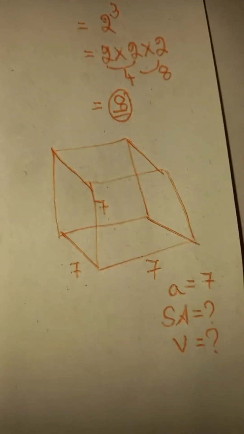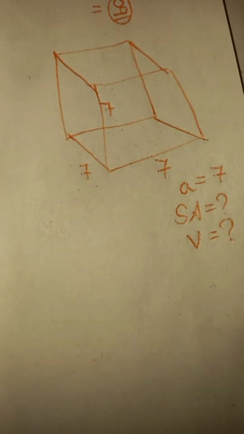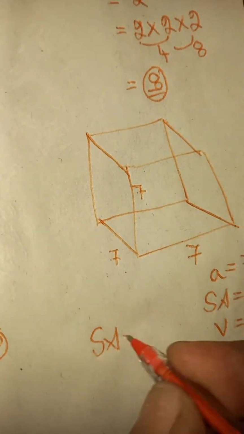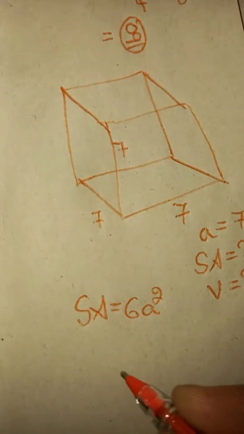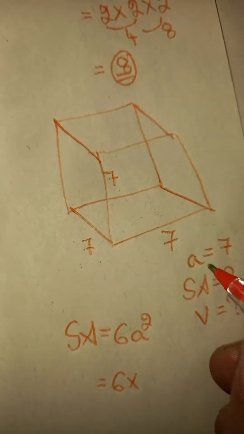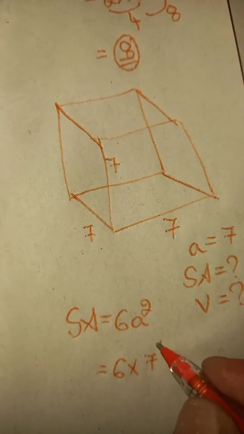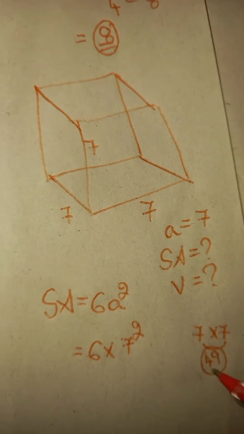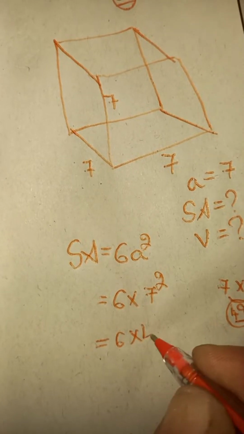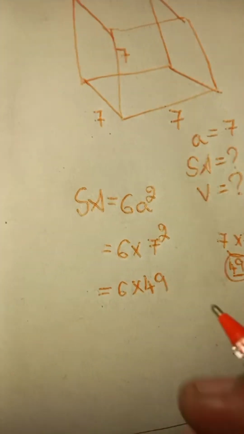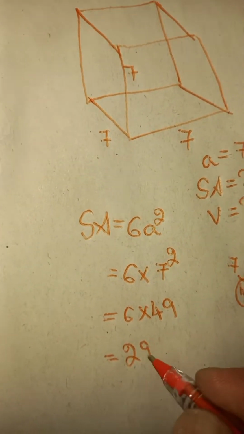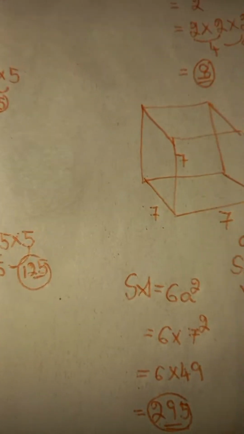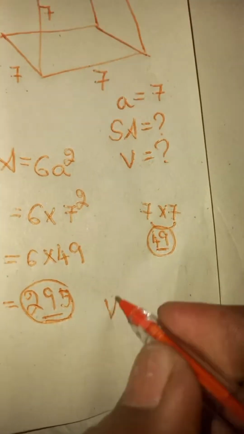The surface area of the cube, they are giving us 6a square. That means you get 6 times the side length, which is 7 units, 7 square. 7 square can be written as 7 times 7, which is 49. So this becomes 6 times 49, and 6 times 49 becomes 294. 294 square units is the complete surface area of this cube.